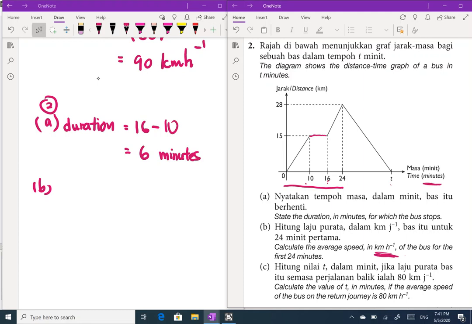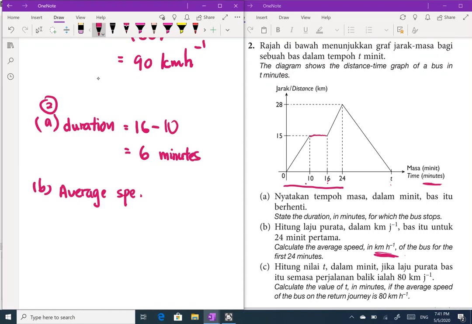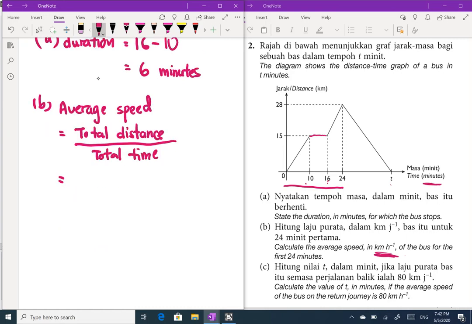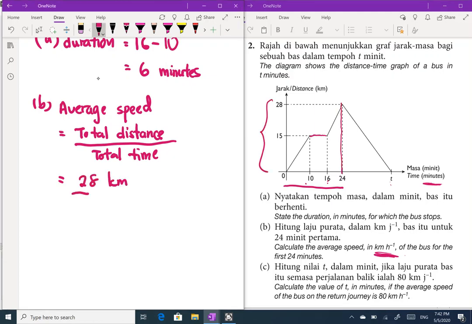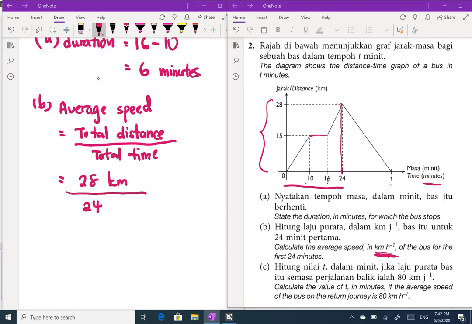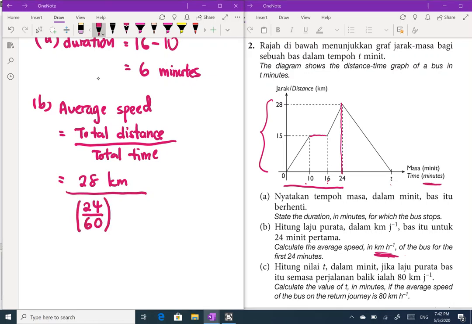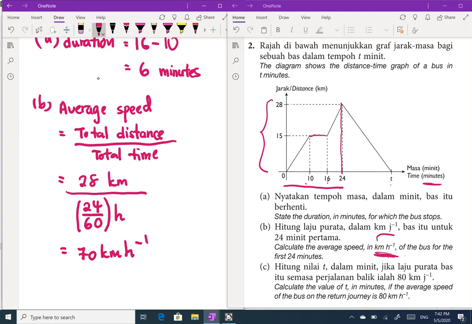Okay, so speed, remember the formula is equal to total distance divided by total time. 就是总距离除以总时间. Can you tell me the total distance? This point, so it's 28 kilometers. The time is 24 minutes, but I want hours, so you need to change to hours, so divide by 60. 这个是24分钟, 要换成小时, 所以你要除60. So you get 70 kilometers per hour, so be careful with the unit.